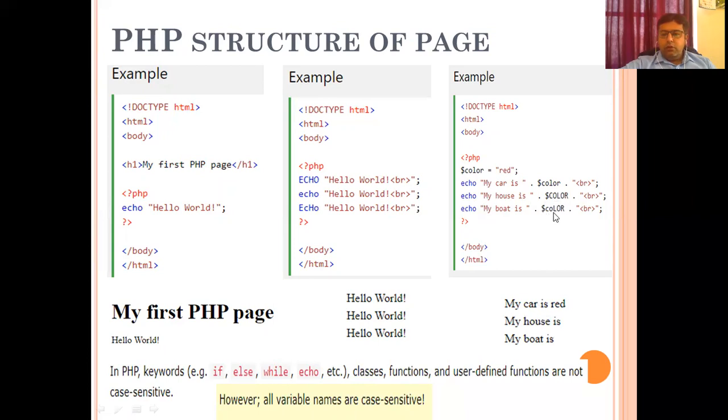Similarly, in the third one, CO is small letters while LOR is capital letters. So again, this is case sensitive. It will not work, so for my boat is, the output will not be there. That's why this is the advantage: all the keywords which we are using in PHP are not case sensitive, but the variable name is case sensitive. So you have to remember these three examples. And this is nothing but a PHP structure page, how you can do the programming of PHP and how to use the echo command to print or display a message.